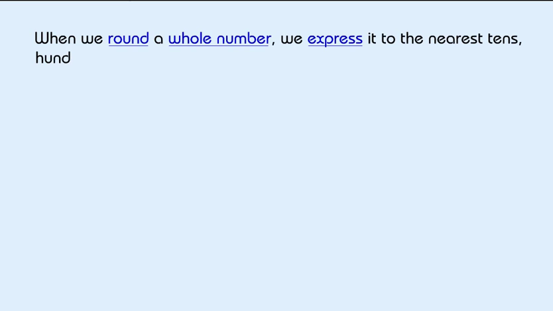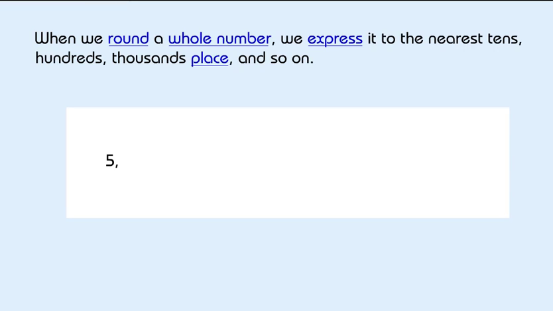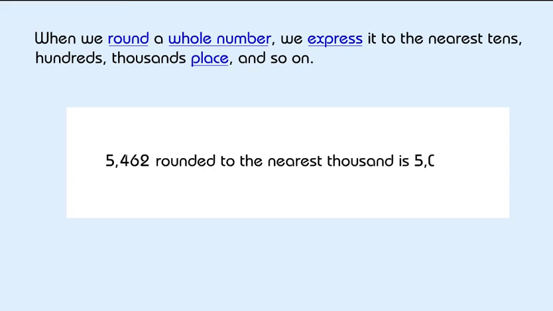When we round a whole number, we express it to the nearest 10, 100, thousands place, and so on. 5,462 to the nearest thousand is 5,000. Notice that all the digits to the right of the thousands place are zeros.